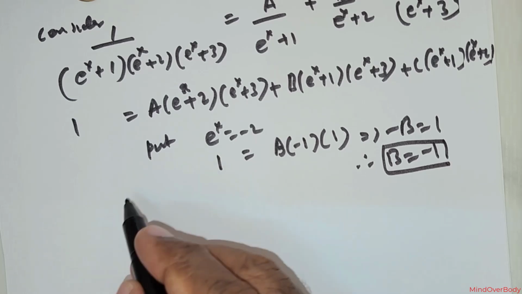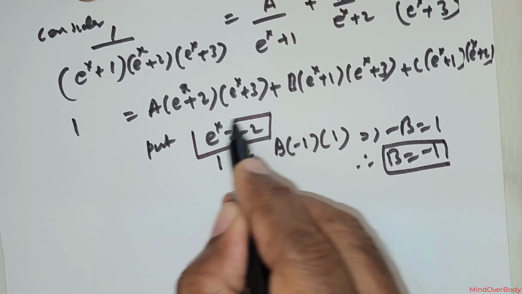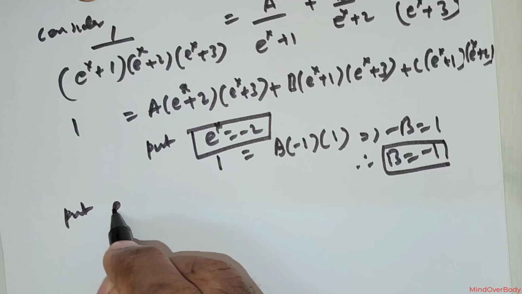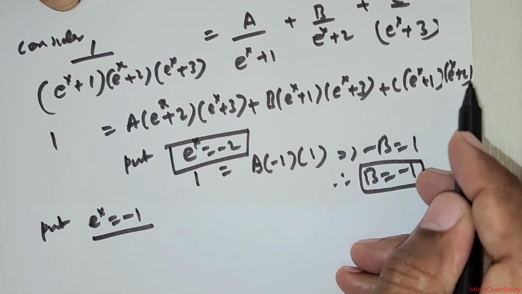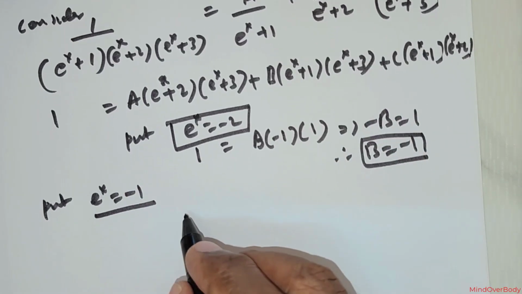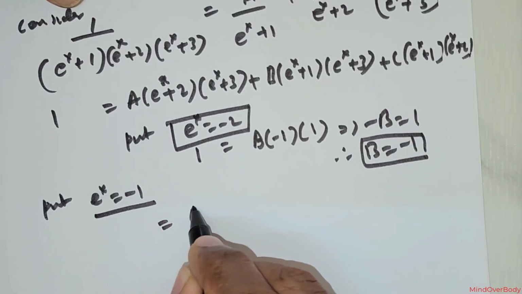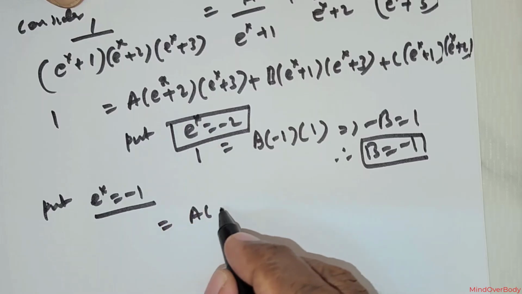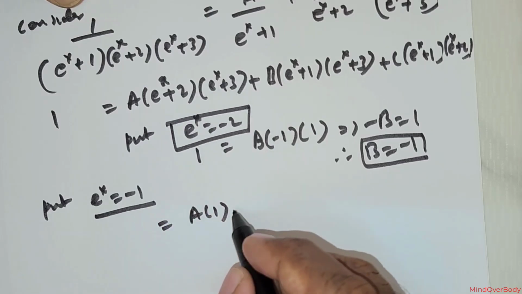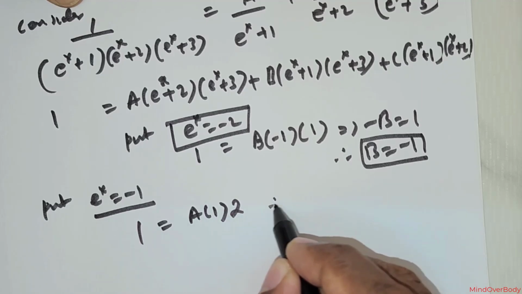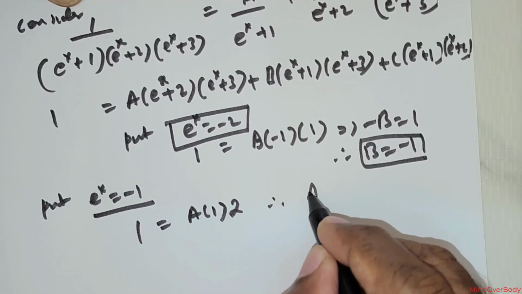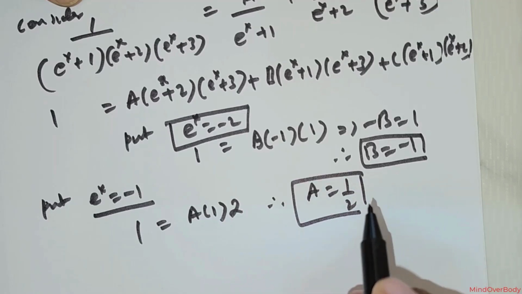That's the first part. Next you put e raised to power of x to be equal to negative 1. So b goes off, c also will go off, a will be there. So this will be a of negative 1 added with 2 will give you 1, negative 1 added with 3 will give you 2. So a will be equal to 1 over 2.